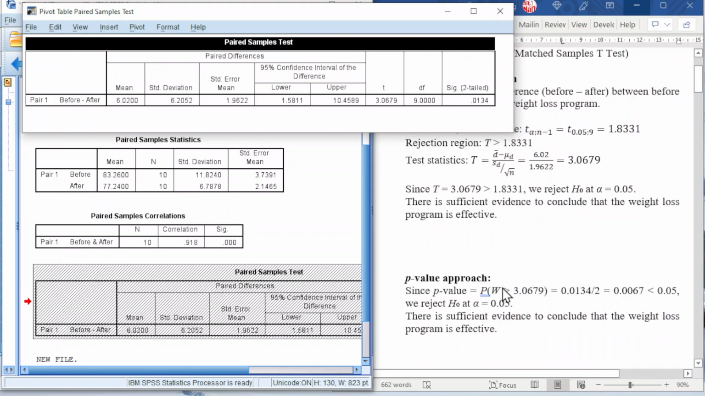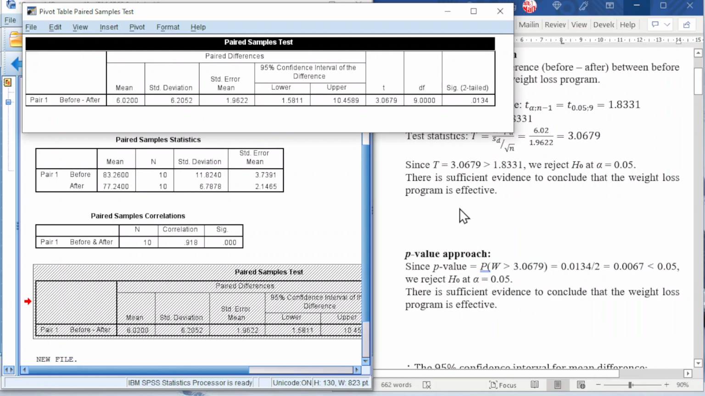We also could conduct the test by using the p-value approach. Since the p-value that we obtain always refers to a two-tail test, before we use the value, we should take the value over 2 as our p-value. From here, we compare with the significance level, and this is less than, which means that we should reject H0. And again, we come to the same conclusion.